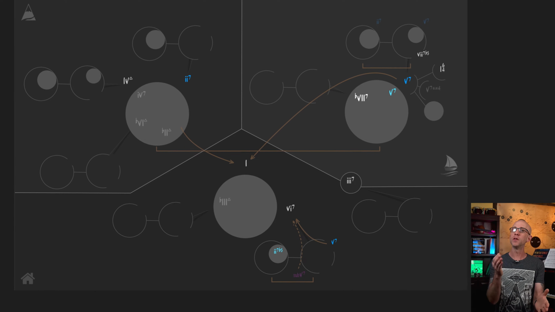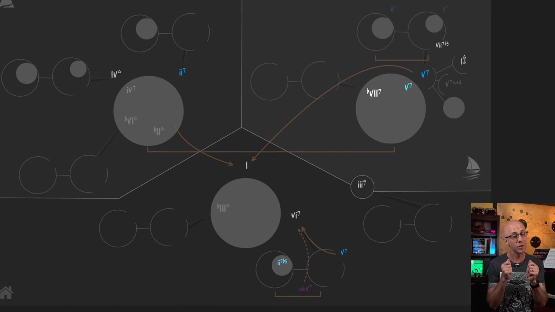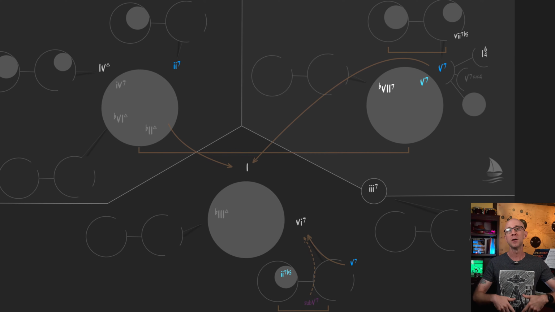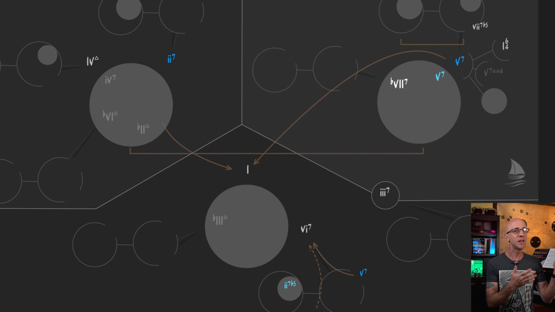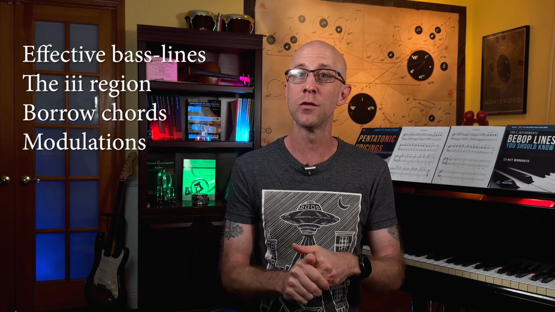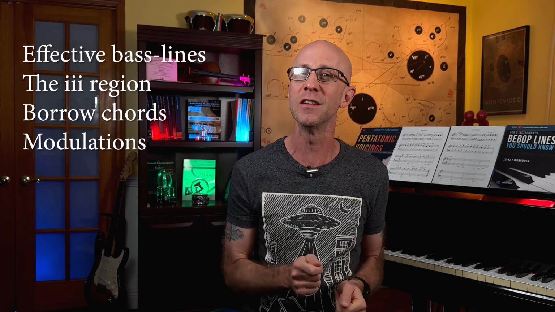As always, we'll be using the map in Mapping Tonal Harmony Pro to create the reharmonization and to explore all sorts of interesting techniques, from chord substitutions to inversions to secondary dominants, sub-fives, and many others. In this video, we're also going to look at how to create effective bass lines, investigate the 3 minor chords region in the map, and also how to borrow chords from other modes and to modulate into other keys using pivot chords.